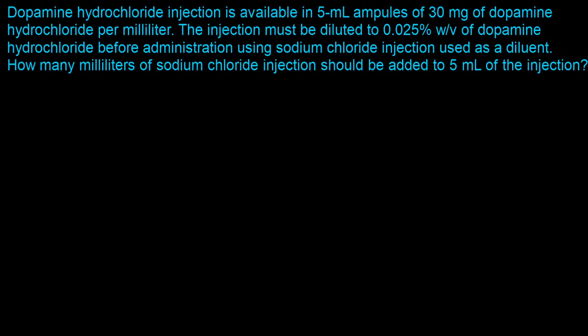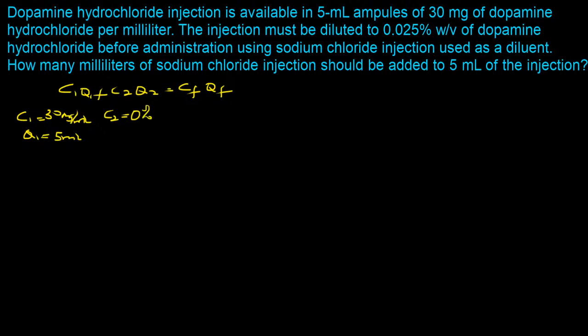So now, in terms of what that implies, you have C1 Q1 plus C2 Q2 being equal to C final Q final. And we can start off by identifying what our C1 is. So our C1 actually is 30 milligrams per milliliter. Q1 is equal to 5 ml. C2 is equal to 0%. Q2, we don't know that, but we can put Q2 there as our variable. And for C final, we want a concentration of 0.025%. And the Q final, we don't know that as a value, so we put QF.